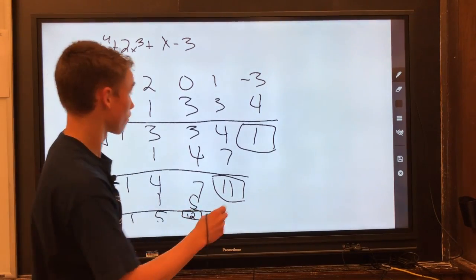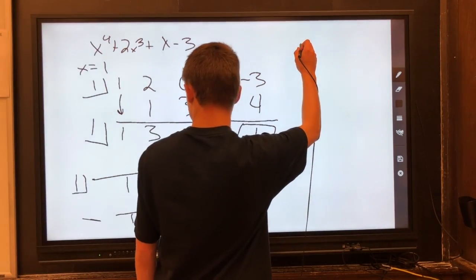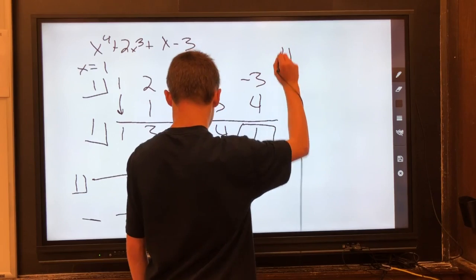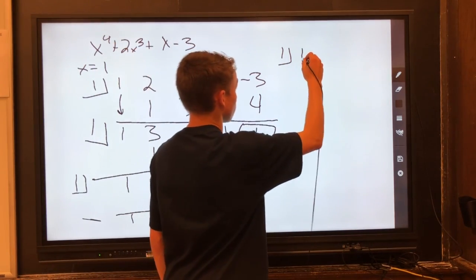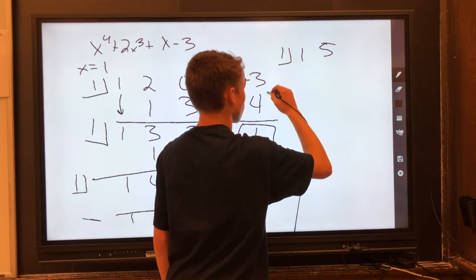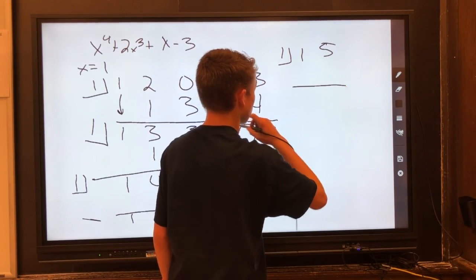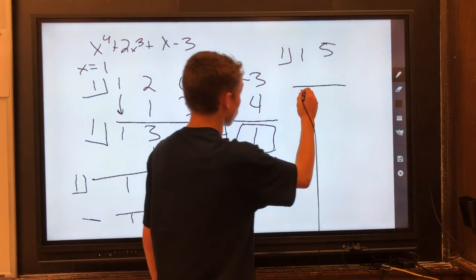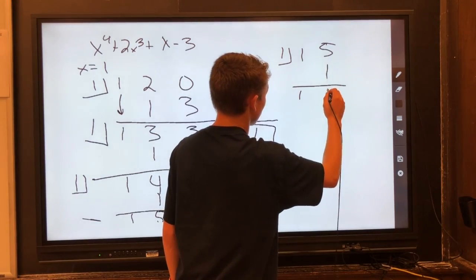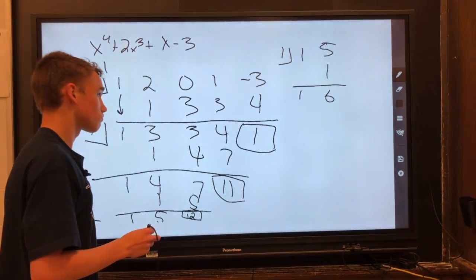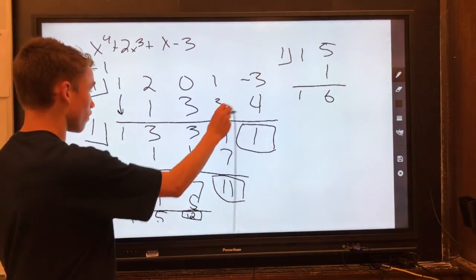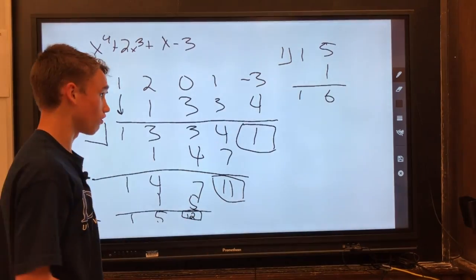I'm going to move it over here. So 1 by 1 and 5 here. So 1 times 1 is equal to 1, and then 6. Okay, so what we have here is all these divisions, synthetic divisions.